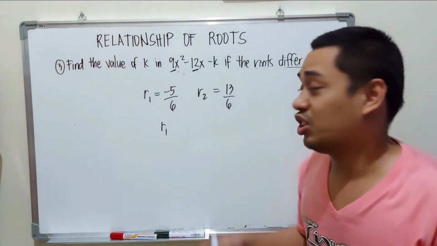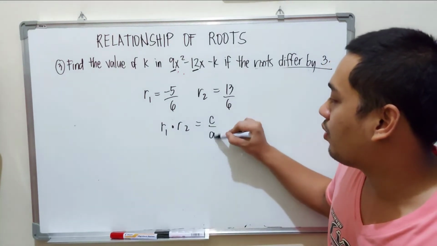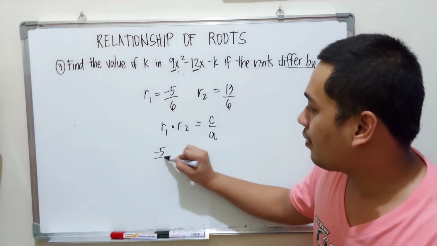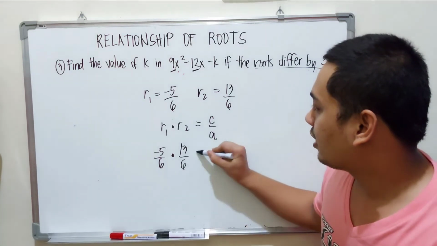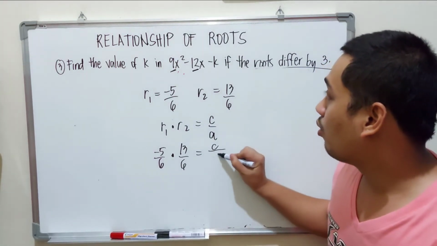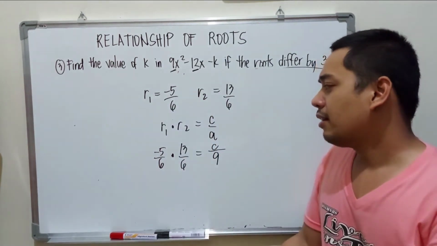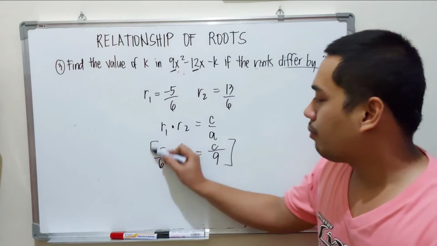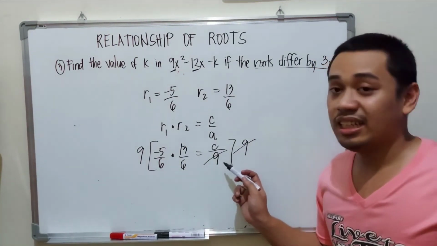the product relationship, which is R1 times R2 is equal to C over A. Okay? Then copy natin, negative 5 over 6 times 13 over 6 is equal to C over 9 lang yung given natin doon. Siya yung A. Then, to solve for C, we must be able to multiply both sides by 9 to cancel out the value of 9 in this part.